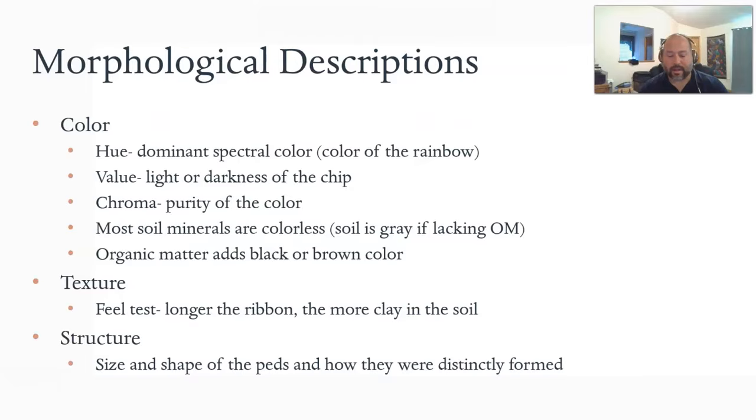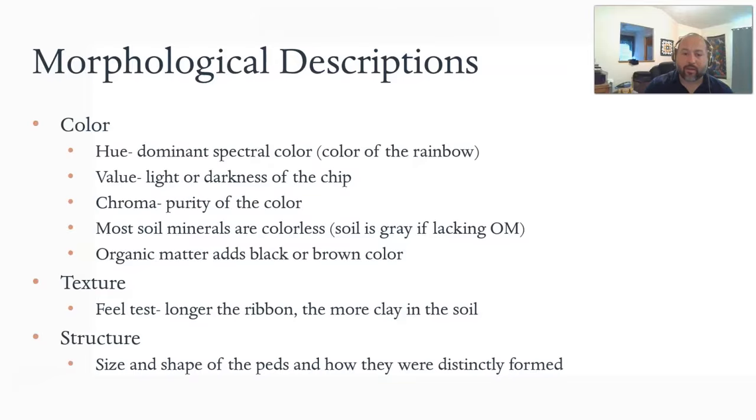They'll say YR after them, and YR stands for yellow-red, and that's how we get our brownish colors that we see a lot in soils. It is some sort of combination of yellow and red, or somewhere in between. So that's our dominant spectral color.